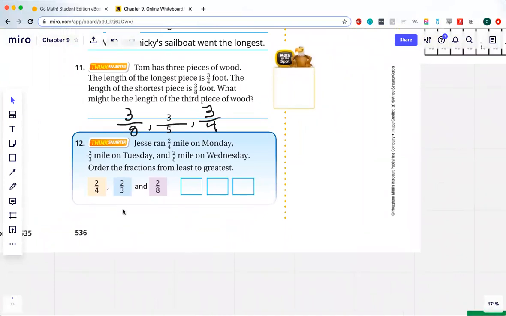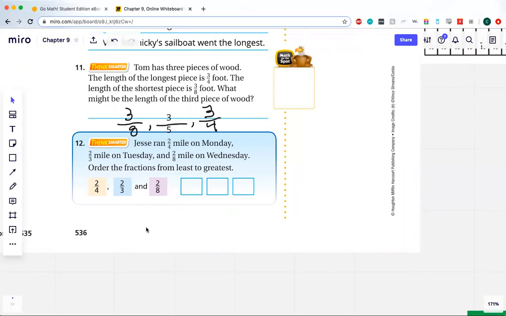All right, so looking at our last problem on this page: Jesse ran 2/4 mile on Monday, 2/3 mile on Tuesday, and 2/8 mile on Wednesday. Let's order these fractions from least to greatest. And I'm going to try to do this without looking at my fraction strips first. Let's see if I can figure it out.